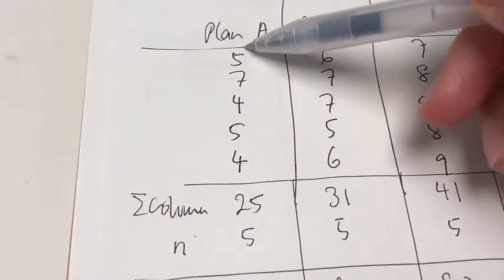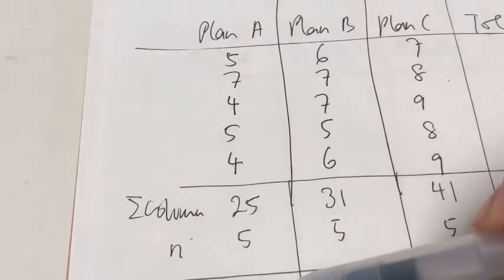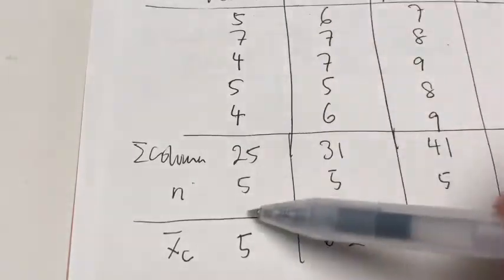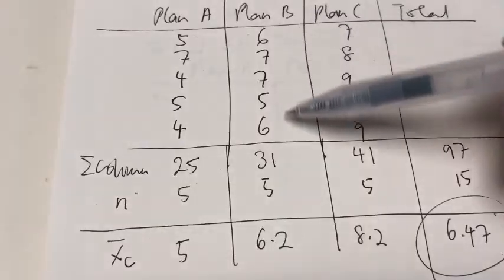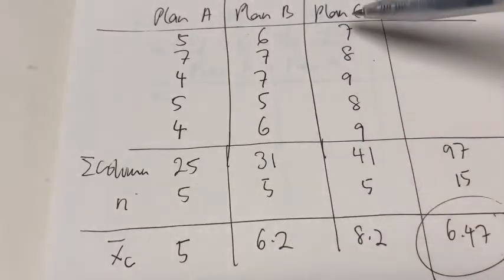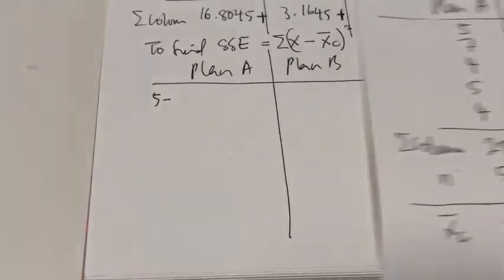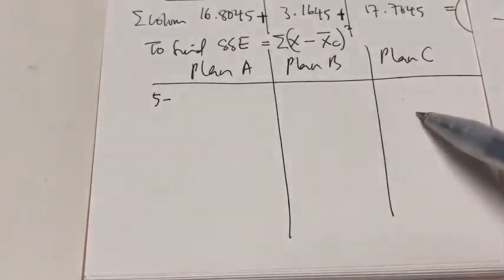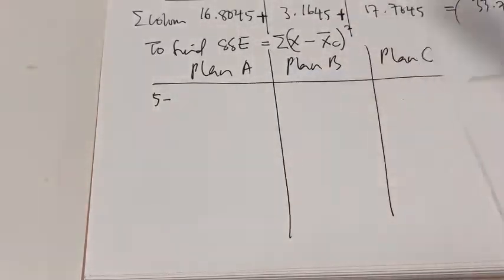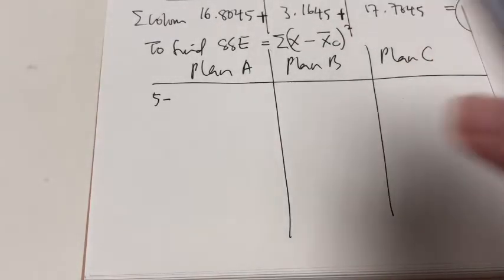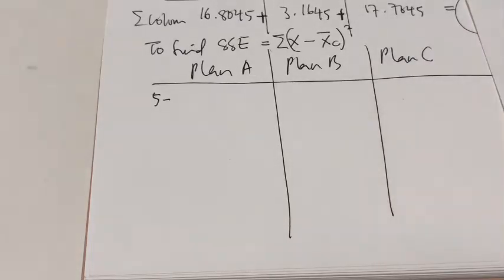So if you look here again, look at plan A. This is 5 just now. For plan A, the average for this column is 5. For plan B, the average is 6.2. And for plan C, the average is 8.2. So what we're going to do is, for each and every one of these columns, take the respective individual x values and minus the respective average, or mean, of that column.